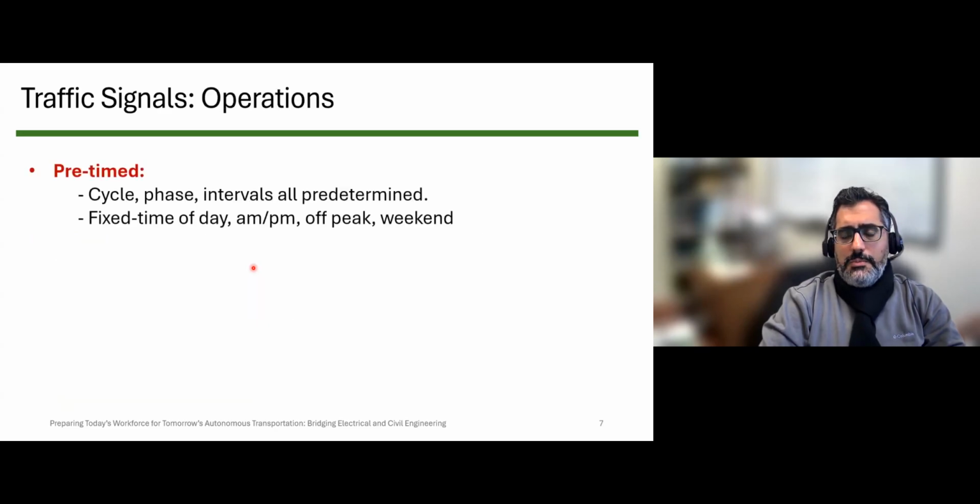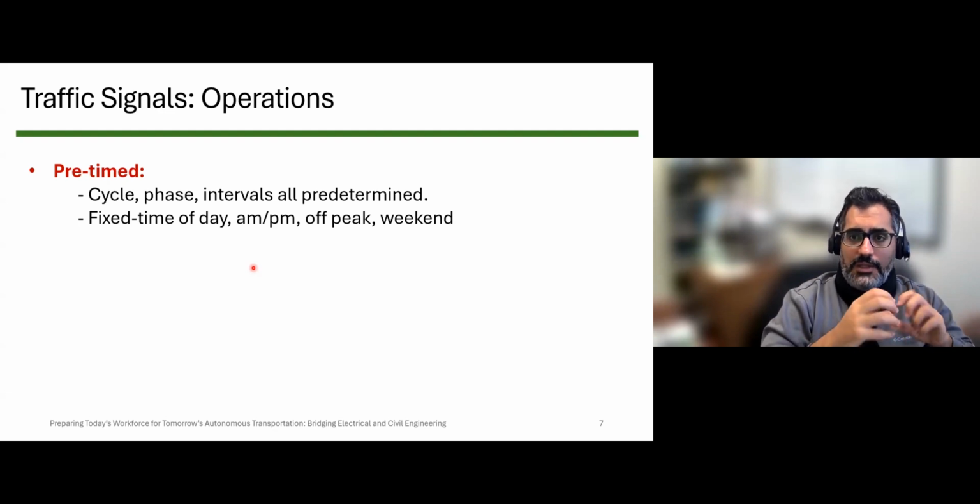Also, traffic signals may come with different types of operations. One type is what we call pre-timed signals. What is the meaning of a pre-timed signal? It means that everything is predefined. The cycle, number of phases, the way that the signal rotates, everything is predetermined. It does not vary by the demand that exists at the intersection. We may just have different plans for off-peak hours or weekend versus weekdays, but everything is pre-planned.